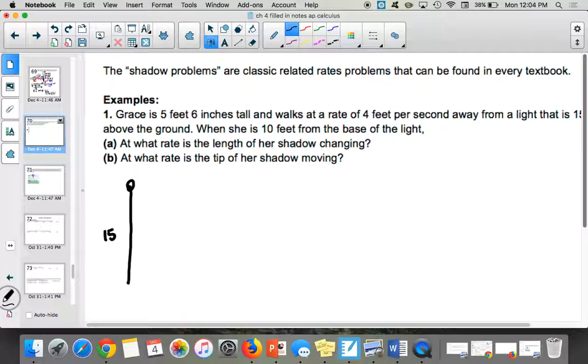So here's our light, and then it's shining down, and Grace is standing, and she has a certain shadow that's created. So the distance there to there. Okay. So we're assuming she's walking away, and that's how the shadow grows.